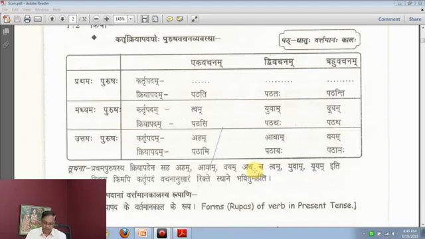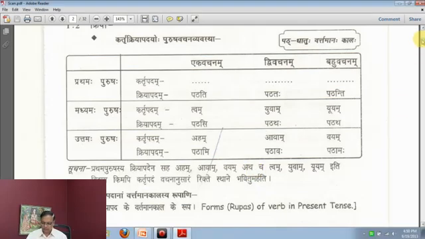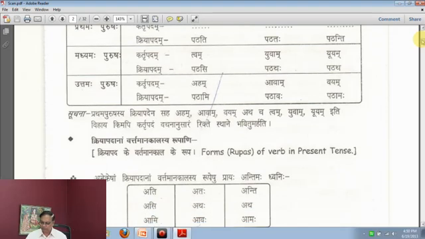I will read once again. Prathama Purushasya Kriyapadena Saha: along with the verb of the third person, Aham Avam Vayam Atha Cha, and also Tvam Yuvam Yuyam Iti Vihaya. Leaving all these, anything can come. That means it is a general thing. What is second person and first person? I am first person. The speaker is the first person. The listener is the second person. Everything else comes under third person. You are second person, I am first person. Everything else, the viewers, they all come under third person. So that is what it means here. Kriyapadanam Vartamana Kalasya Rupani. Now present tense forms of the verbs are given here.